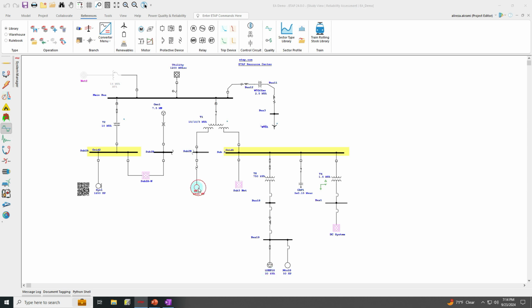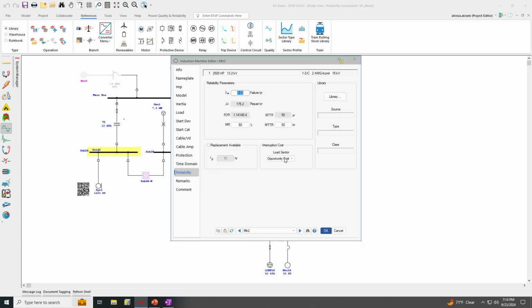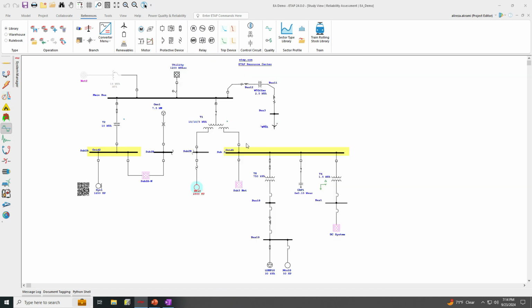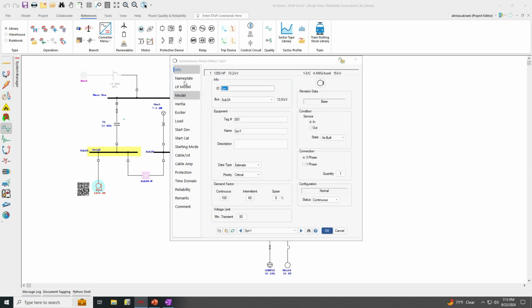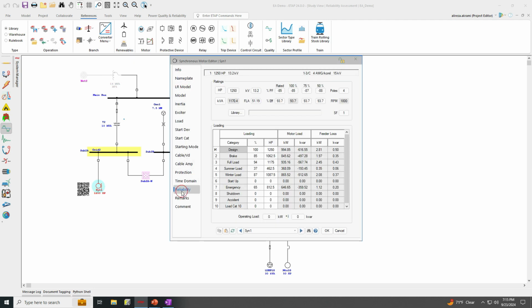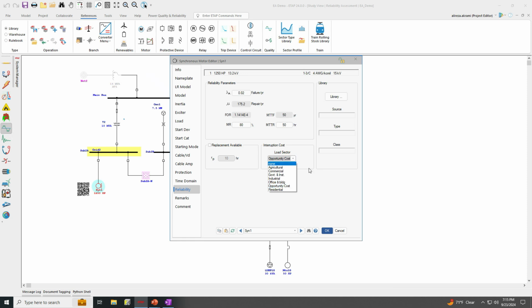And then for each of my load points, I have already assigned the opportunity cost that I defined in the load sector, in the sector type library here, to all of my load points. If some of your loads are not subject to this, let's say you have lighting loads, office loads, and those things which do not come with any opportunity cost, then you can simply change the cost for them to none from this drop down.